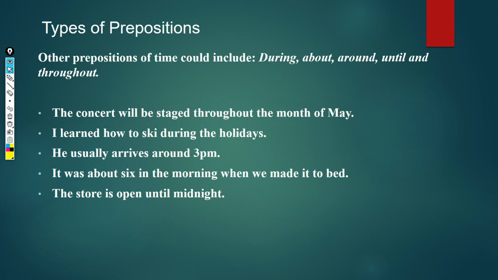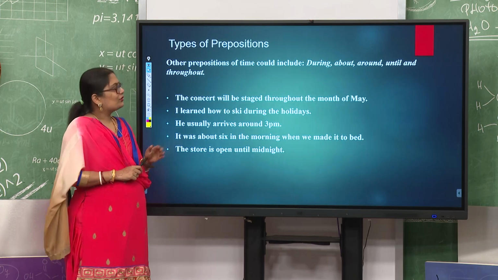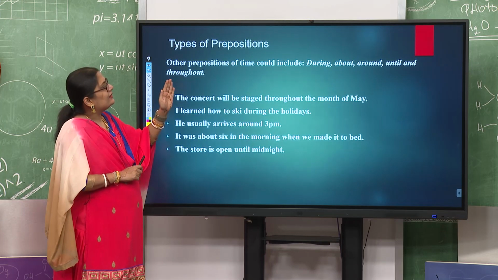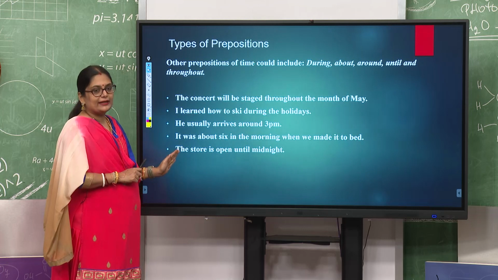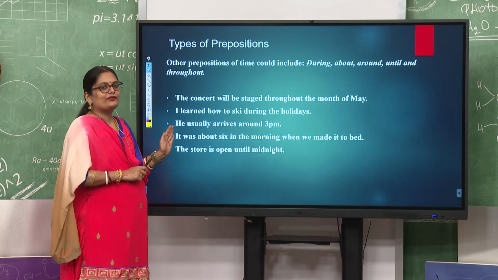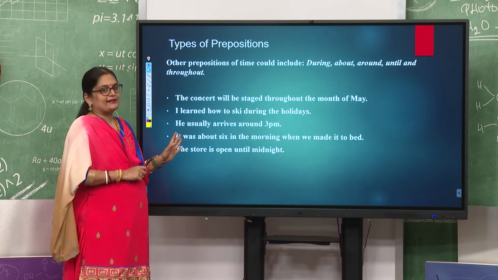I learned how to ski during the holidays. He usually arrives around 3 p.m. It was about 6 in the morning when we made it to bed. The store is open until midnight. So, prepositions like during, about, around, until and throughout have been explained, showing how they can be used differently in different sentences.